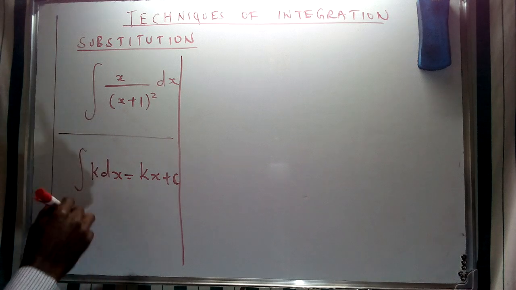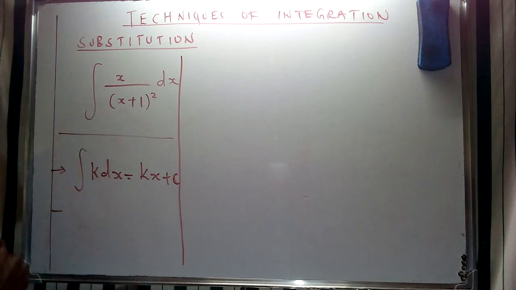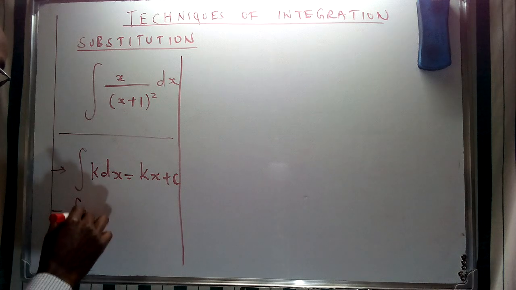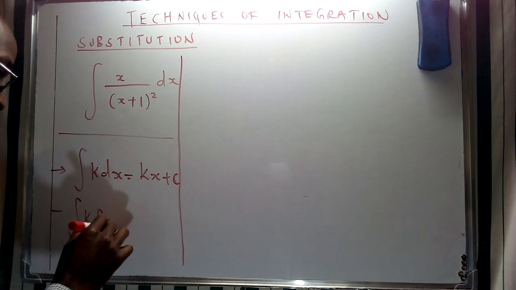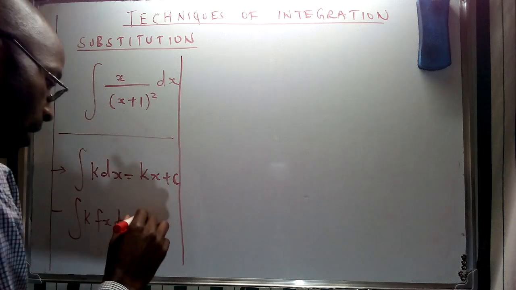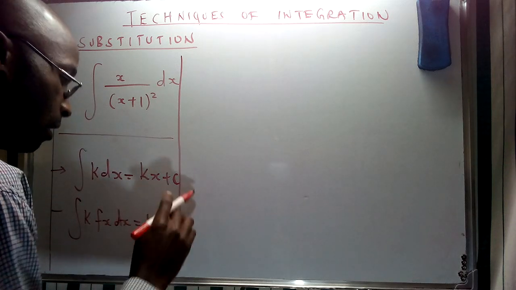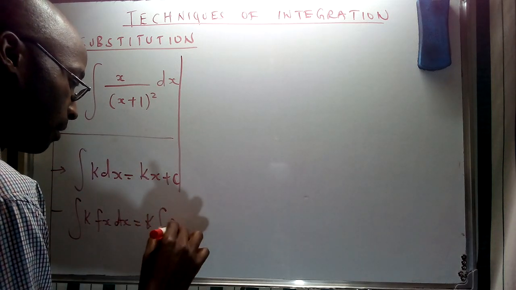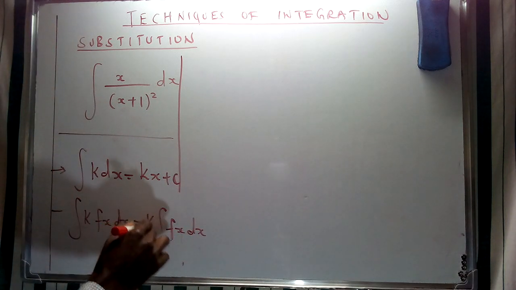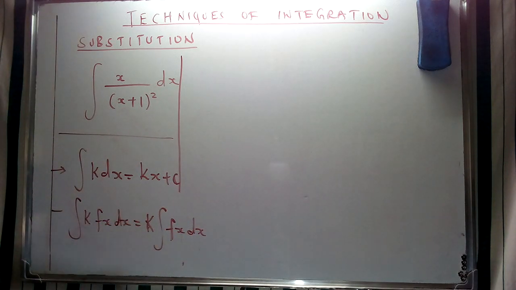And then we said we had what we call the constant multiple rule for integration, whereby we say that suppose we have the integral of k f(x) dx. This is going to be represented as k times the integral of f(x) dx. In essence, this particular constant is going to be taken out of the integral sign.